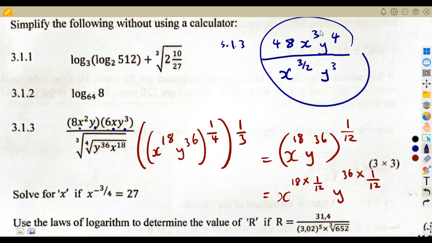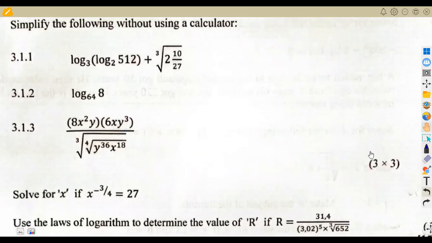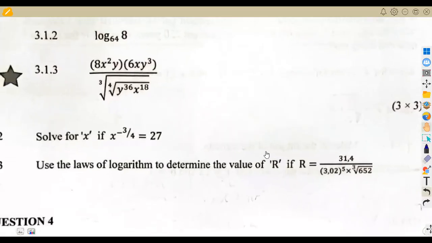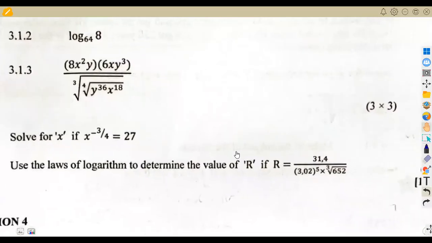So as you can see, we are back to the same stage, just like the previous method that we used, where we had to simplify each one. But here you can consider simplifying all at once. As long as the laws are being used, you're going to get the same answers. All right, solve for x.